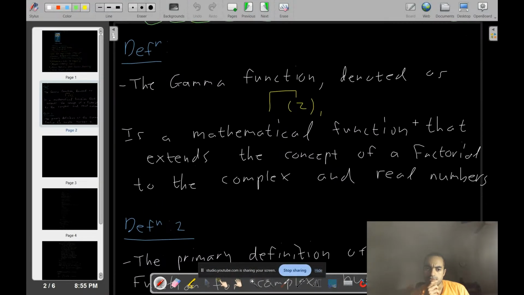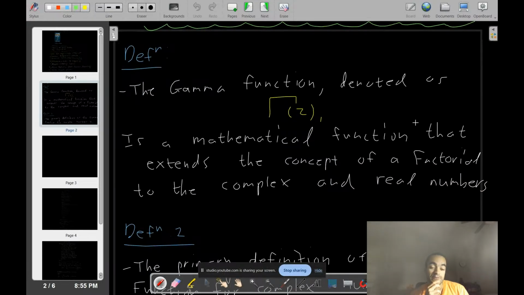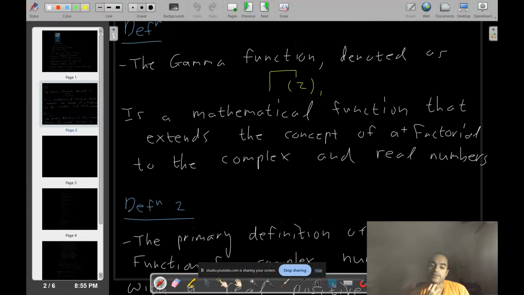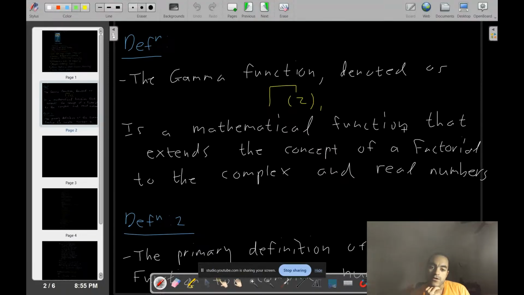All right. So that's definition 1. It's a very simple definition. I don't even need to say definition. Well, it is a definition. I wouldn't say it's a definition for theoretical terms, but yes, it's a definition. So that should be clear: a mathematical function that extends the concept of a factorial to complex numbers and real numbers. We'll talk about how it relates to factorials for those of you who don't know.